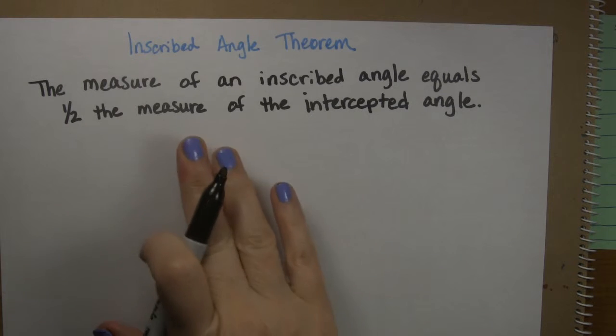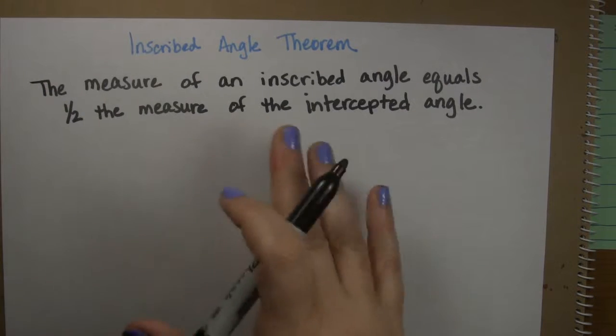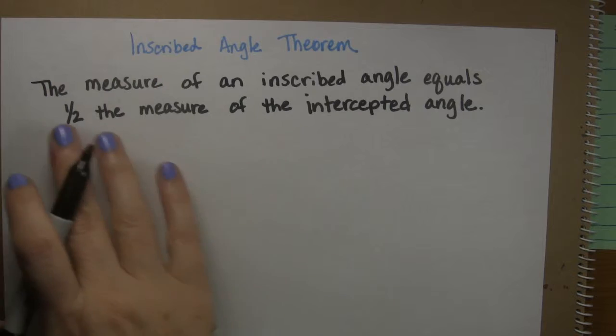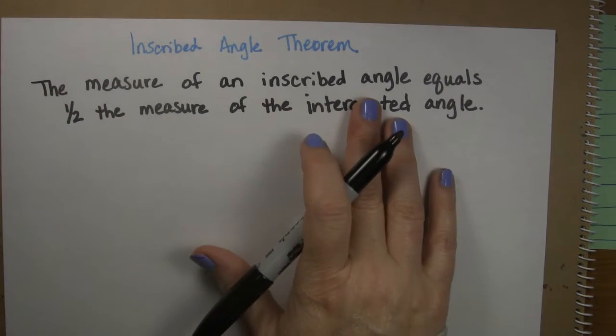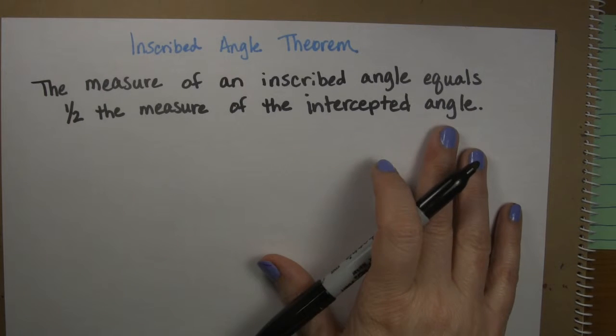So the first thing that we need to do is put into your notes what that theorem says. So go ahead and get out your notes and then write this down. The inscribed angle theorem says that the measure of an inscribed angle equals 1/2 the measure of the intercepted angle.